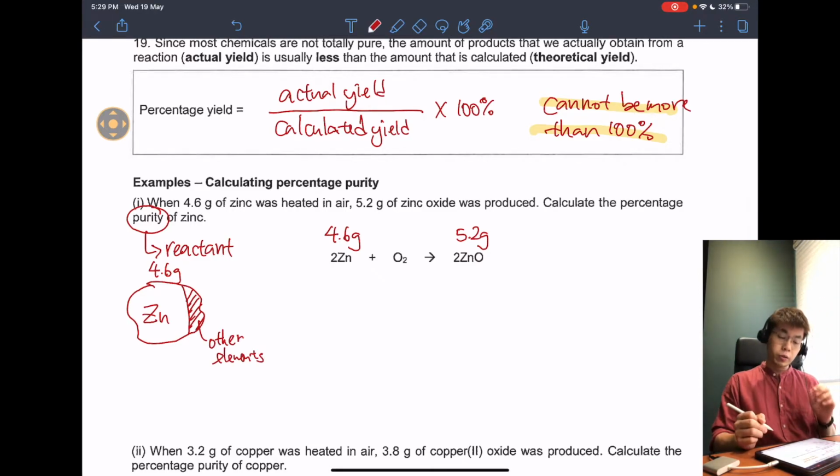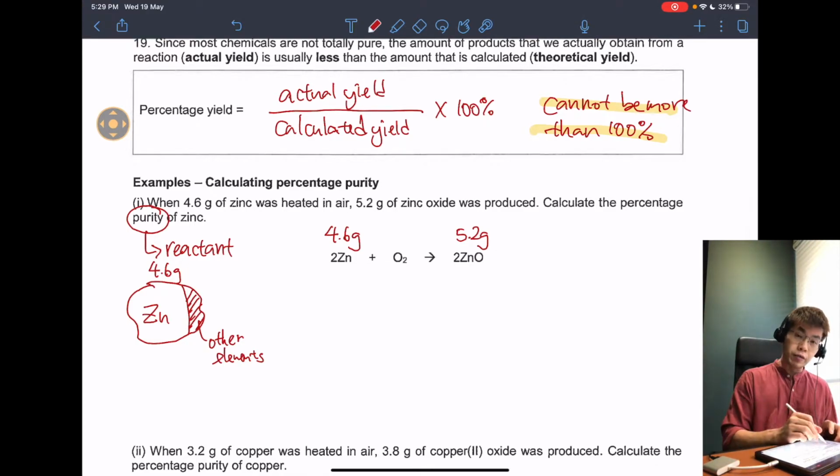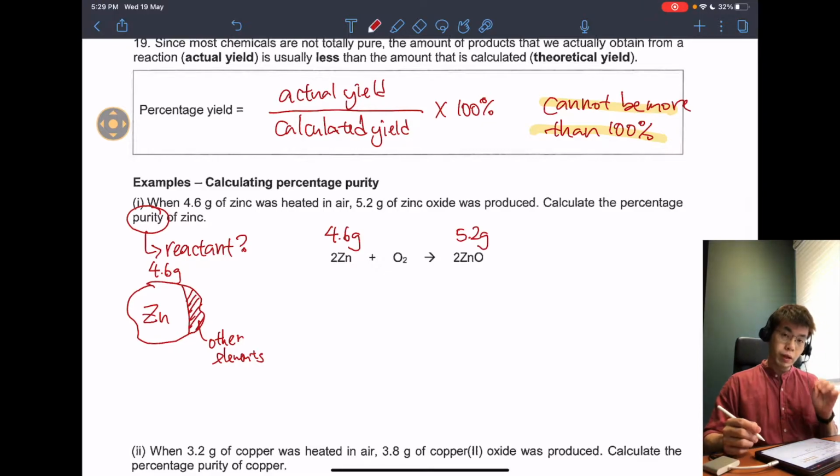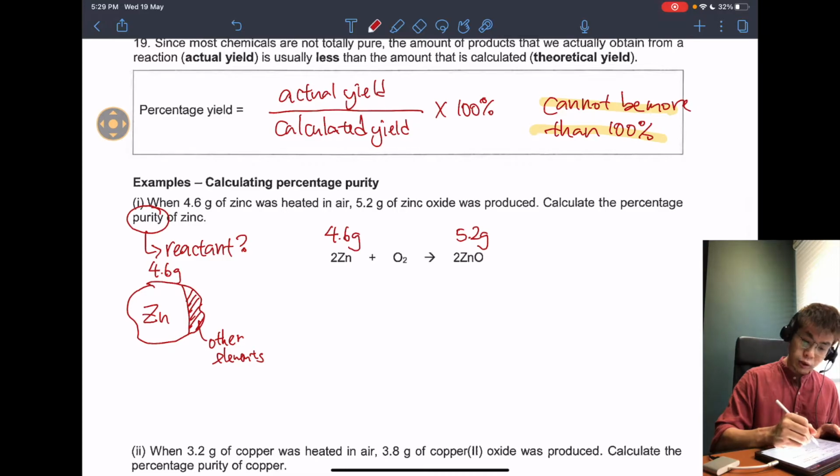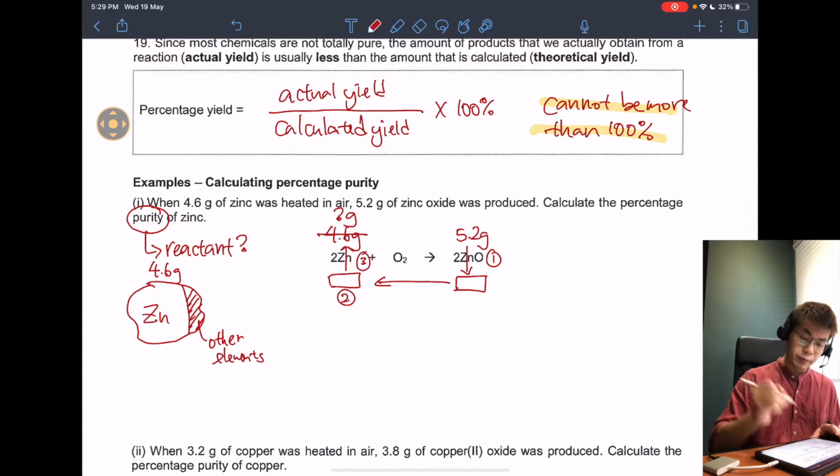So therefore, we must go and find out how much of it is other elements. So when talking about percentage purity, we are trying to find reactants. The reactant will be question mark. So we will take this as total mass, and we want to find the question mark grams here. Okay, so now let's start from 5.2 grams, go down, find the number of moles, this is step 1. After that, find the number of moles here, this is step 2, and then go up here, step 3.